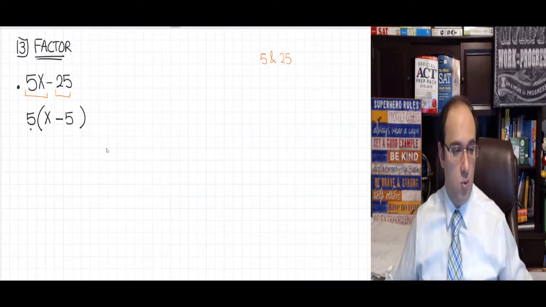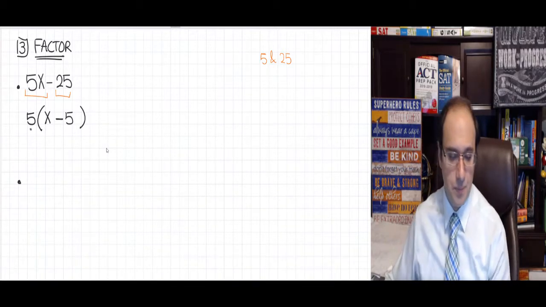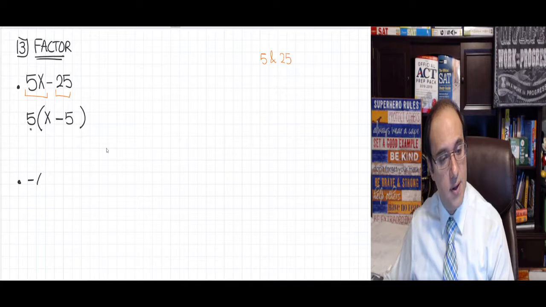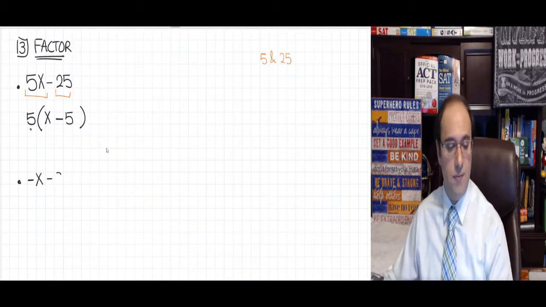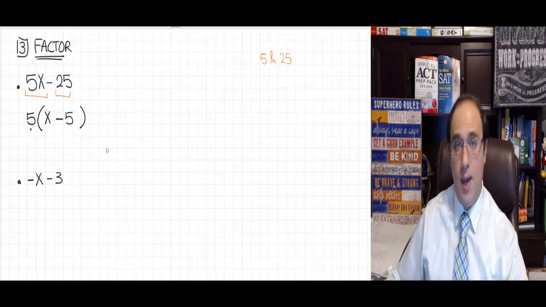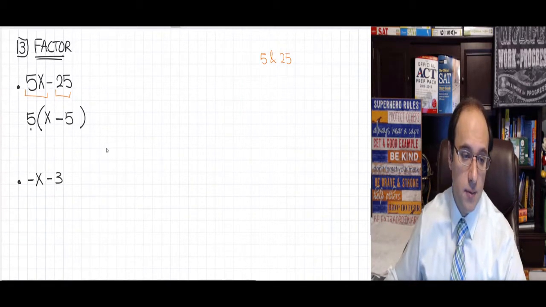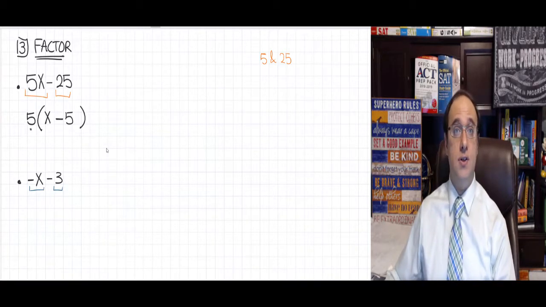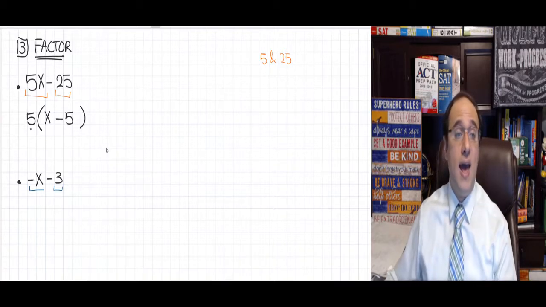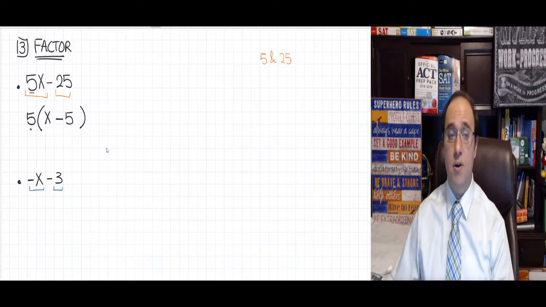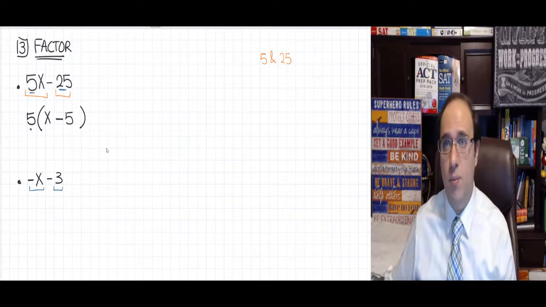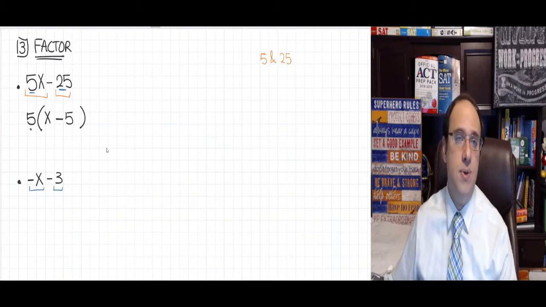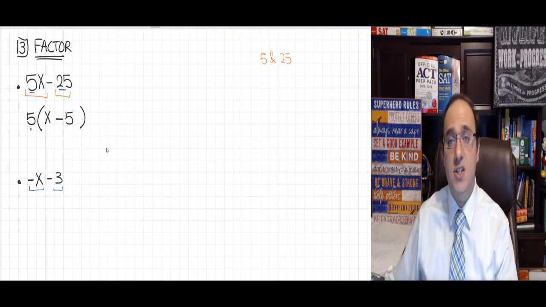Okay? Let's try a harder one. Negative x minus 3. And I want to factor this. Okay, the first term has a variable. The second term has a constant. Both terms don't have numbers like we did up here, and both terms don't have the same variable. They both don't have x, for example. So what can be common between these two? It has to be a number. But the first term, negative x, does not have a number.